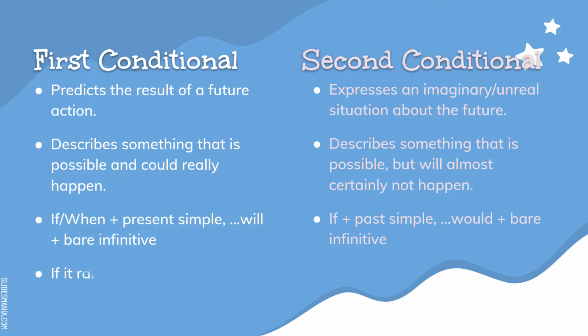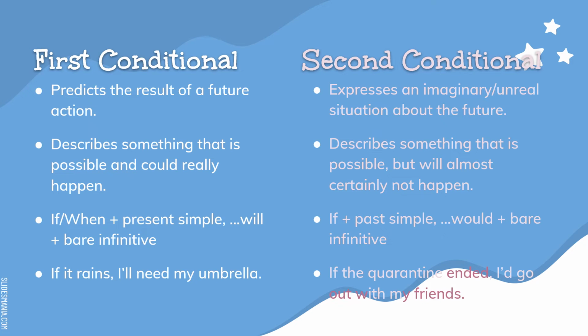And we have an example. In the first conditional, if it rains, I'll need my umbrella. This is expressing that there is a probability of rain. But if I were in a desert, I would have to use a second conditional. If it rained, I'd need my umbrella, but it's highly improbable. Now, the example that I have in the second conditional is, if the quarantine ended, I'd go out with my friends. But this is not close to happening.